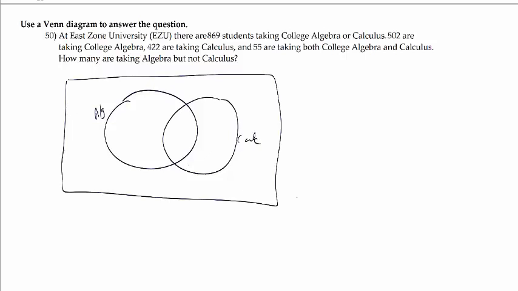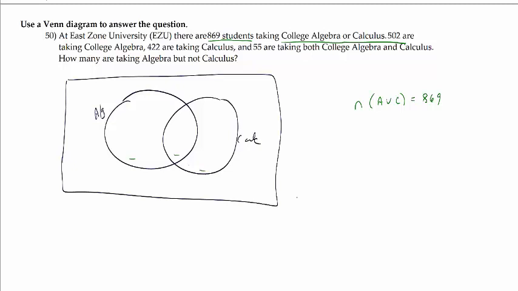Let's start with that. So we know that 869 students are taking college algebra or calculus. So those taking college algebra or calculus is going to have to total 869. I can't put that in there right now because I know it's going to be these three all together. I don't know where they fall, so I'm going to have to start more towards the middle. What other information am I given?